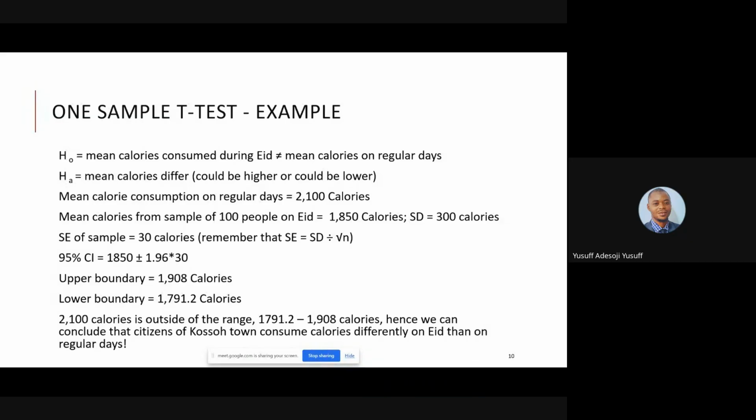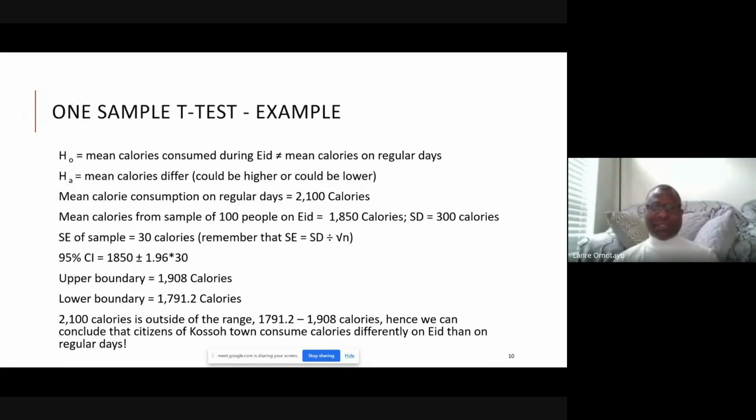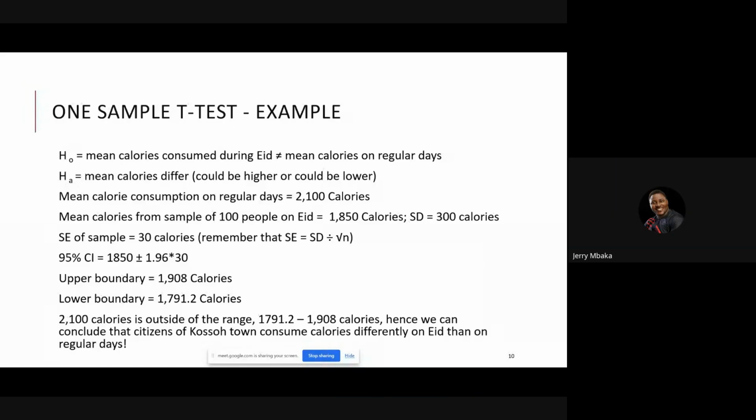Well, that the mean calorie consumed on the Eid day is not equal to the mean calorie consumed on the regular day. That's partly a trick question, to be honest, because what you would ask me is, are you asking about the null hypothesis or the alternative hypothesis? And they appear to be the same here. Maybe just a minor error.